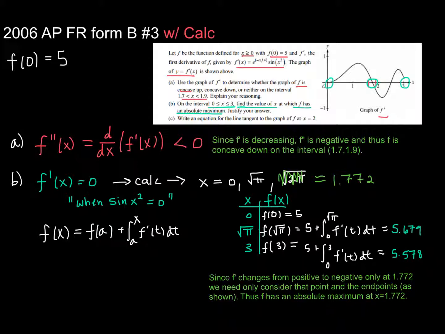And after comparing, I noticed that f evaluated at square root of pi, or at 1.772, is going to be greater than f evaluated at 3. 5.578 is less than 5.679. And my explanation, I need to justify, first off, why I only needed to test this point and the endpoints. So since f prime changes from positive to negative only at 1.772, we need only consider that point and the endpoints as shown. So I've shown my work beautifully here. Thus, f has an absolute maximum at x equals 1.772, or square root of pi.